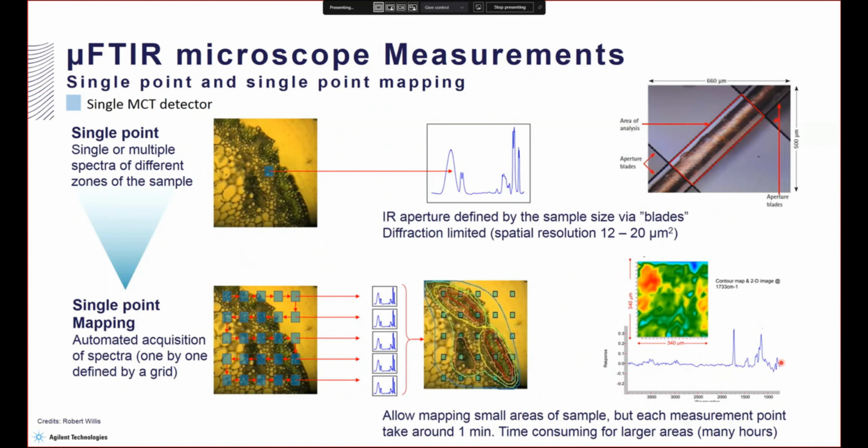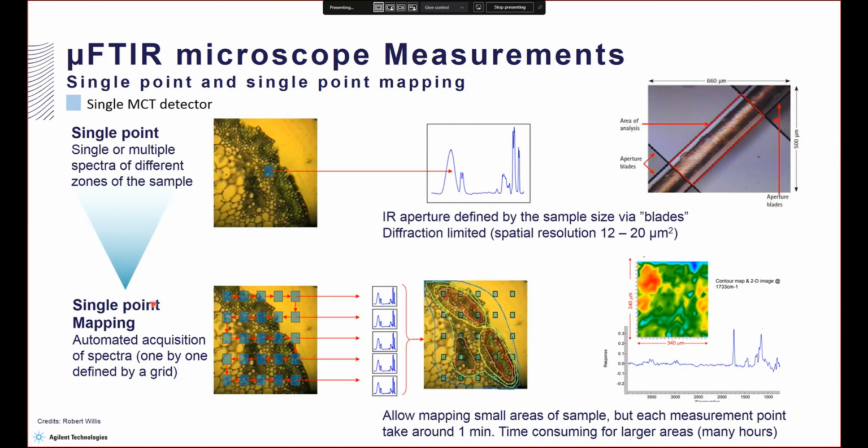So we briefly introduced the detectors. Let's then quickly go through how we can collect a signal with a µFTIR. The simplest setup is the one with only one detector, and it allows us to do single point measurements where we collect one or more spectra of different areas of the sample, and every point we collect is one infrared spectrum. The aperture of the spot we analyze is limited by four blades that close around a specific area of the sample, and it's also limited by diffraction to around 20 square micrometers.